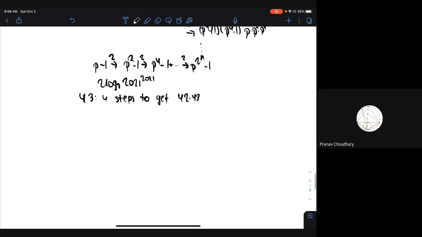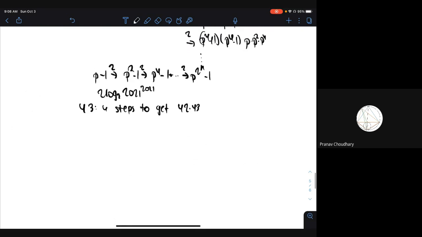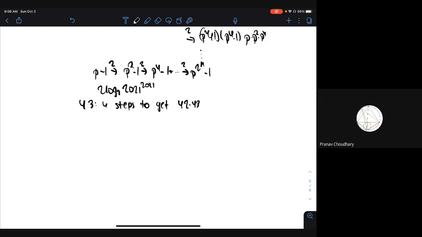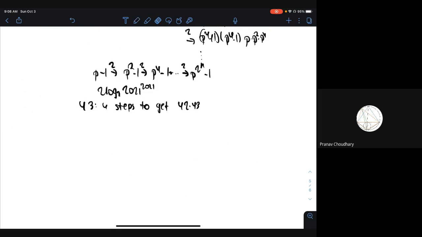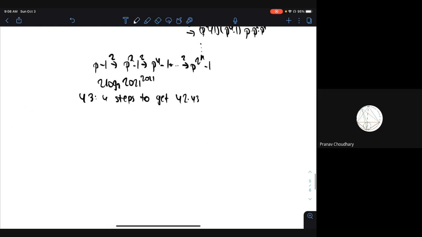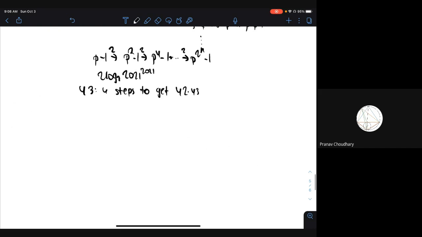Then now from 42 to 43, we go to some big power minus 1, or not even. Sorry, this is again wrong. So it takes 4 steps to get to 42 times 43. Then again, we get 47 in like 5 steps.